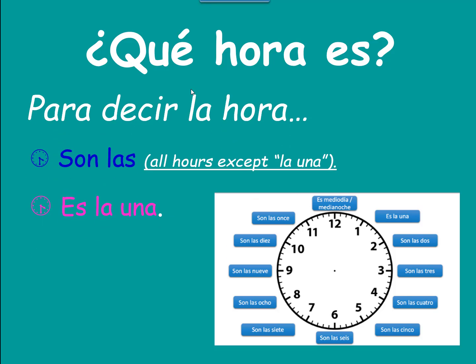We're going to start the expressions of it's 3, it's 1, it's 4, it's 10 with son las or es la. We use son las with every hour except for one. That would be es la. Es la una, it's 1. Son las dos, it's 2. Son las tres, it's 3. Like that and on. Careful with when it's noon or midnight, because you could say es mediodía or es medianoche.